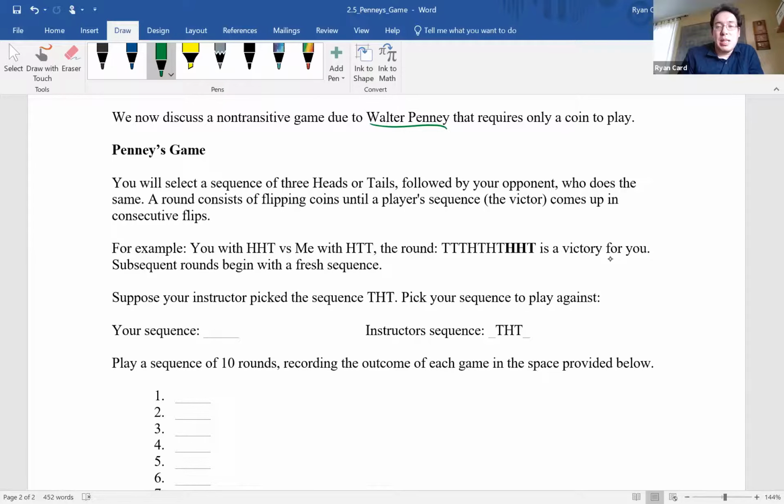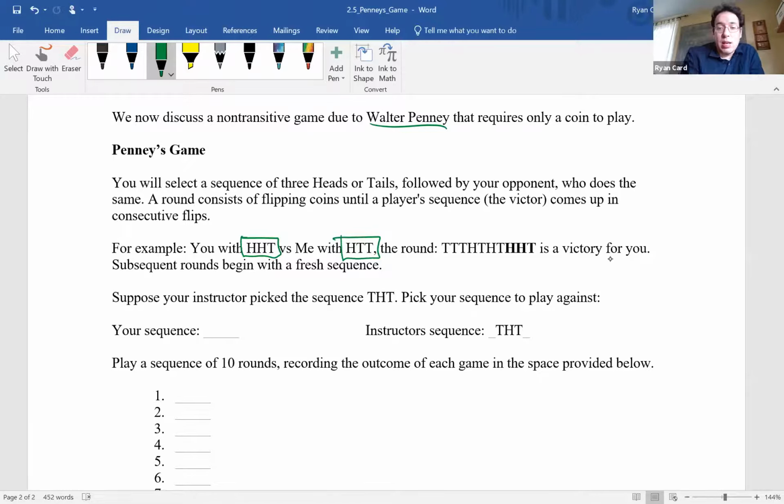So what you do is first you pick a sequence of heads and tails, a sequence of length 3, and then you compete to see whose sequence appears first. So for example, if you picked HHT, heads, heads, tails, and I pick heads, tails, tails, we keep flipping coins until one of these appears first, and then you stop.